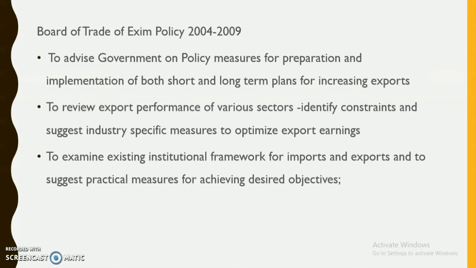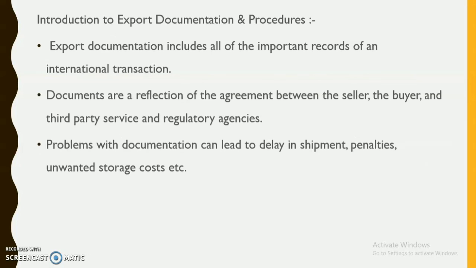Then the Board of Trade of EXIM policy 2004-2009: to advise government on policy measures for preparation and implementation of short-term and long-term plans for increasing exports, then to review the export performance of various sectors, that is, to identify any constraints and also to suggest some solutions, then to examine the existing institutional framework for imports and exports and to suggest some practical measures for achieving the said objectives. Then introduction to export documentation and procedures.